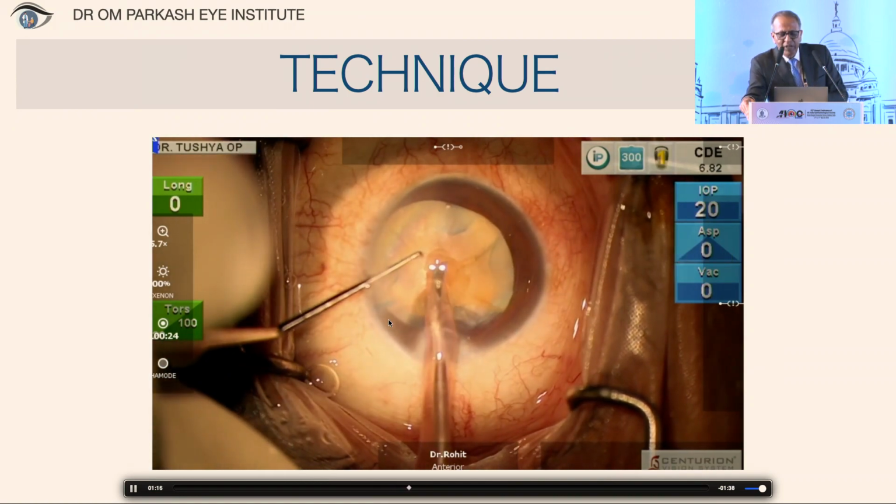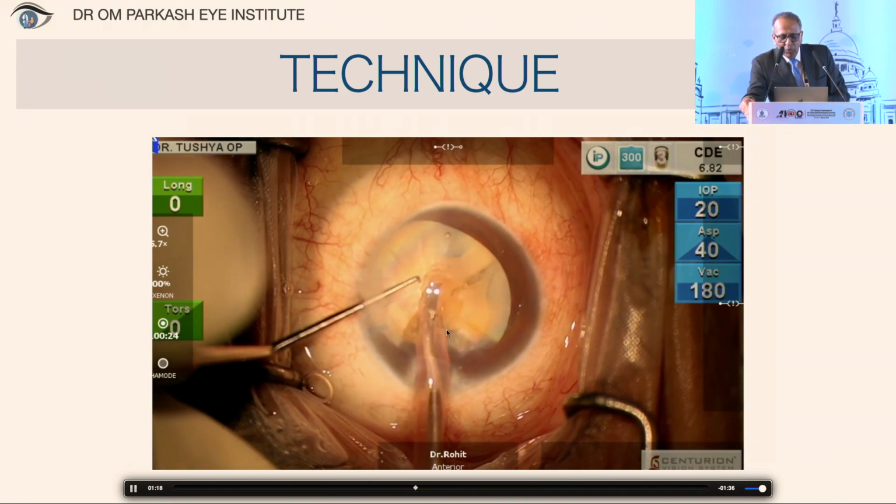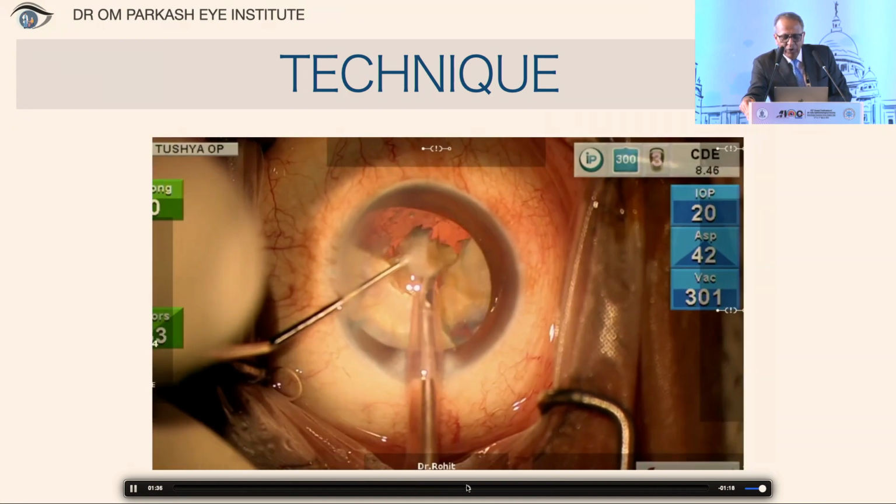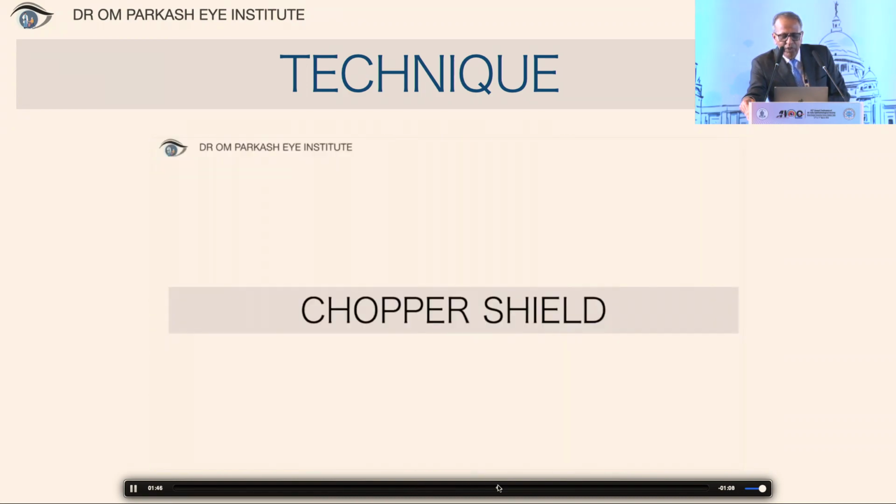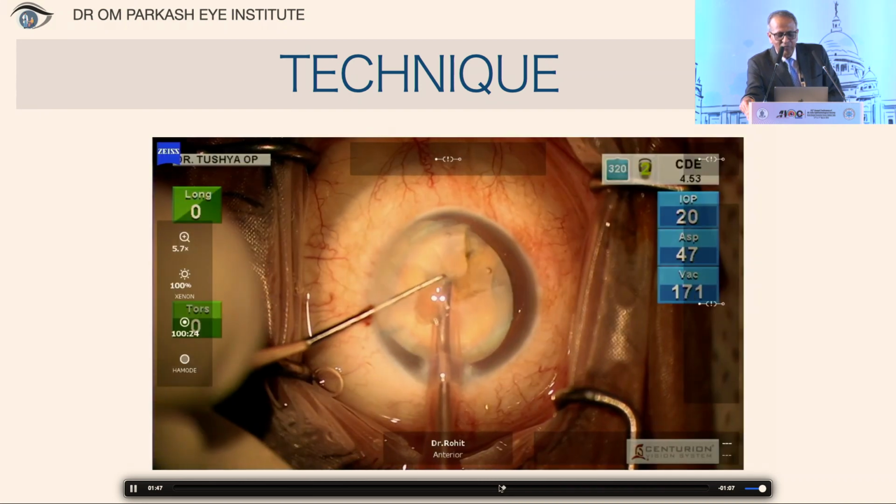So I'm now moving around. Now let's see what is going to happen, I'm going to show you what I do. So this is a very hard cataract for that matter.